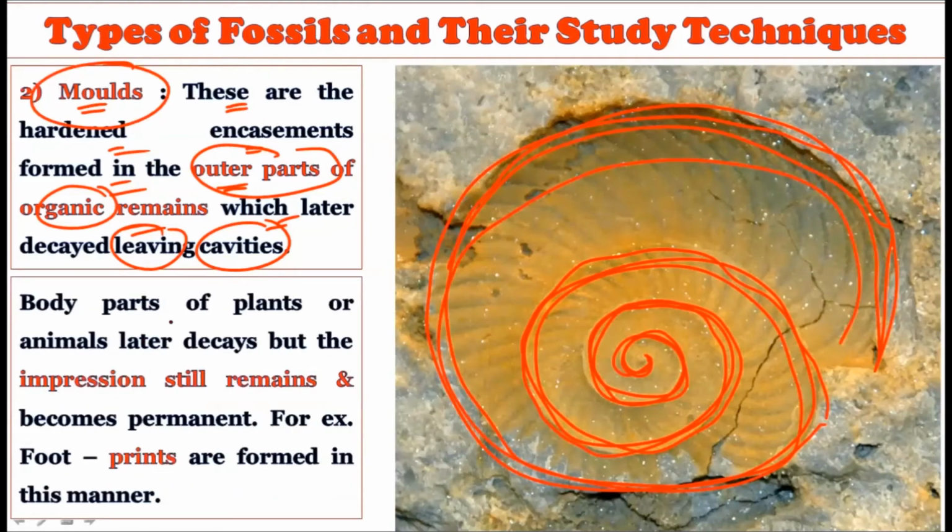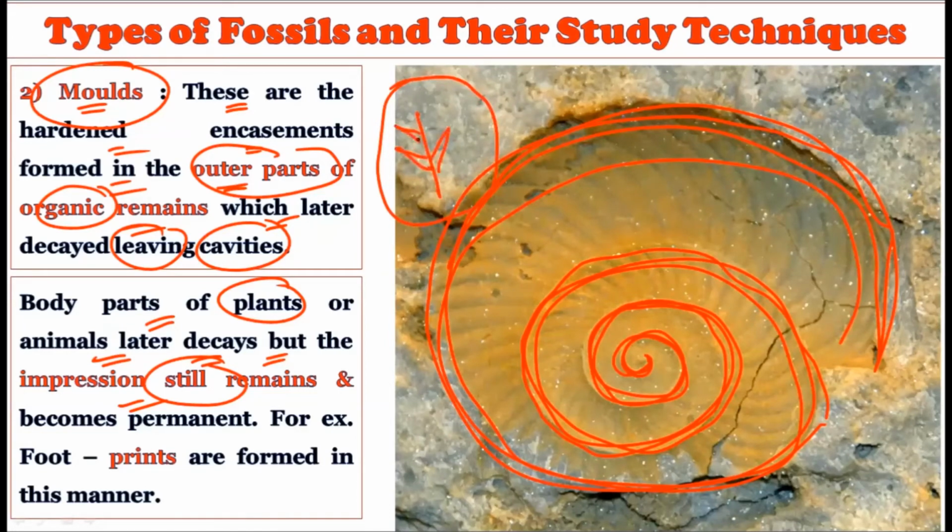Now see, the body parts of the plants or animals later decay, but the impression still remains. You have seen this type of fossil a majority of the time in our slides, because I have shown you this type of rock, and what is there on the rock? A leaf-like structure. The original structure has vanished, but what is there? Only the impression. Only the impression of it is left on these particular rocks. So this type of fossil comes under molds.